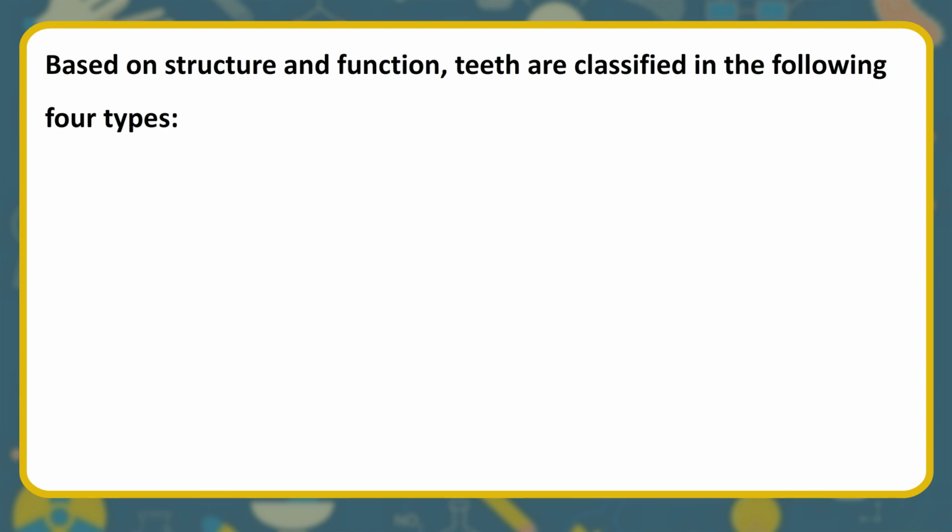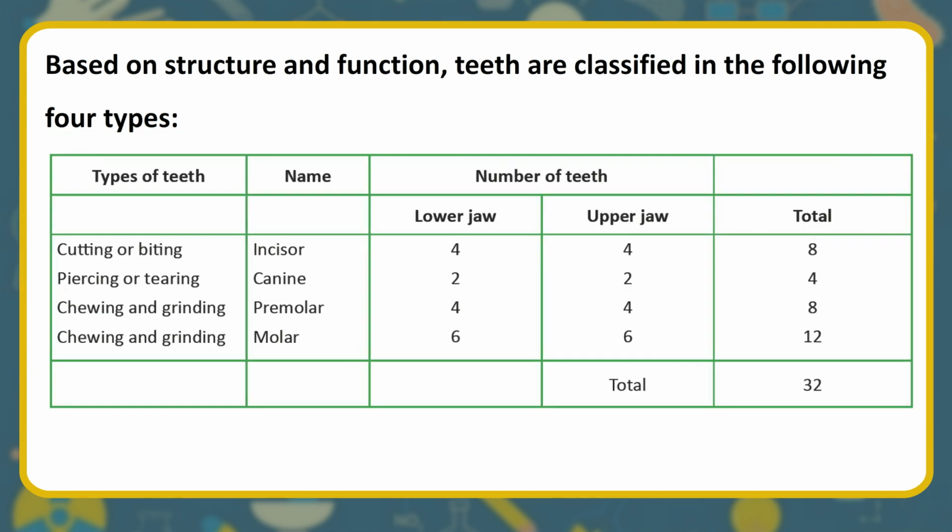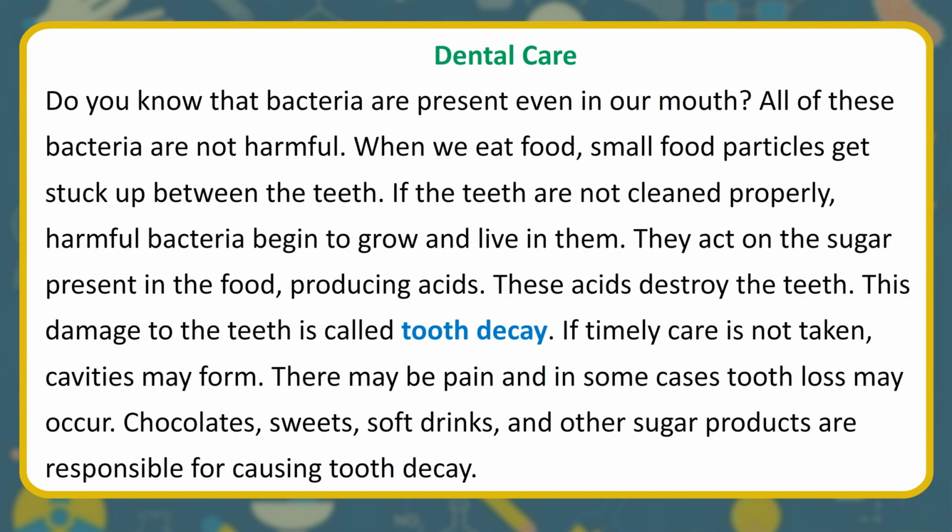Based on structure and function, teeth are classified in the following 4 types. Types of teeth, name, number of teeth in lower jaw, upper jaw, and total. Cutting or biting: incisor, 4, 4, 8. Piercing or tearing: canine, 2, 2, 4. Chewing and grinding: premolar, 4, 4, 8. Chewing and grinding: molar, 6, 6, 12. Total: 32. Dental care. Do you know that bacteria are present even in our mouth?